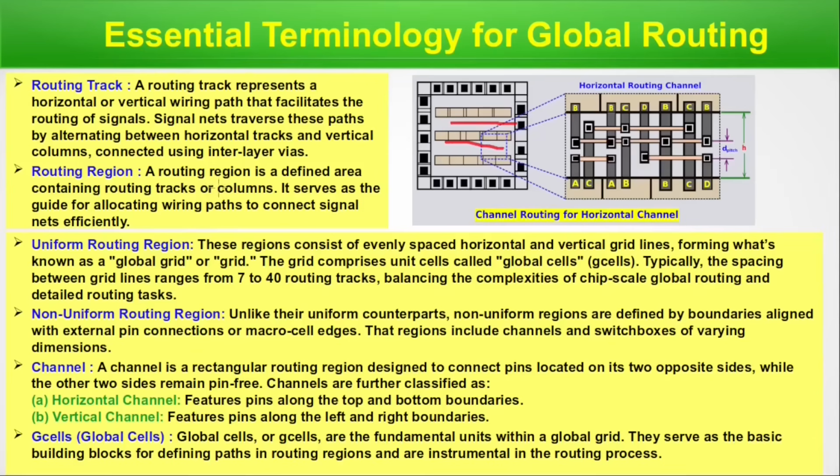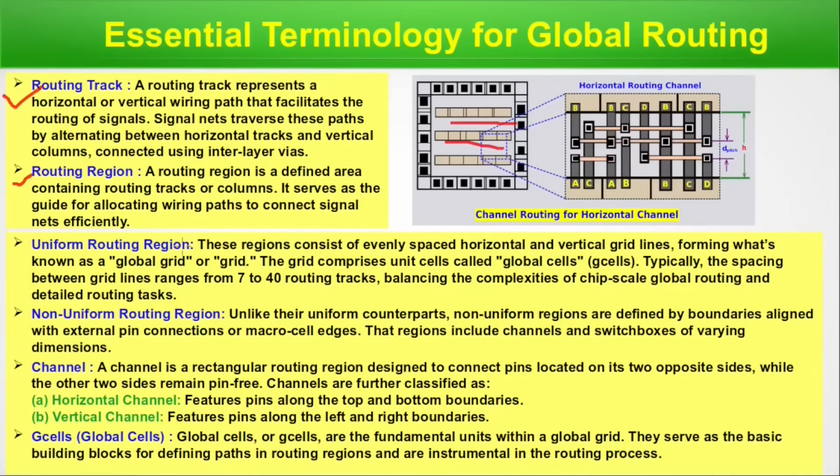Routing region. A routing region is a defined area containing routing tracks or columns. It serves as the guide for allocating wiring paths to connect signal nets efficiently. So a routing region is a defined area containing routing tracks or columns. It serves as the guide for allocating wiring paths to connect signal nets efficiently. So, routing track and routing region.